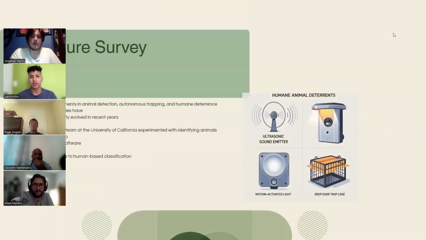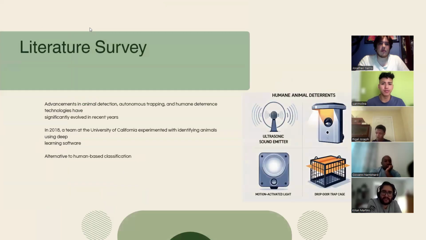All right. There have been quite a few advancements, specifically in the area regarding animal detection, trapping, and deterrence. There's been some research and some development that's already been done that's close to what we're trying to do for this project.